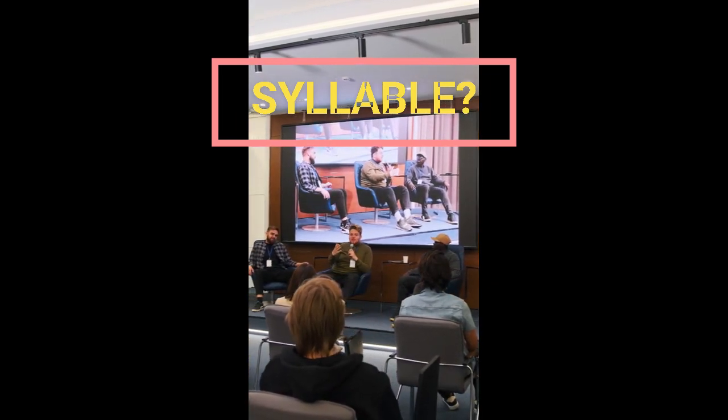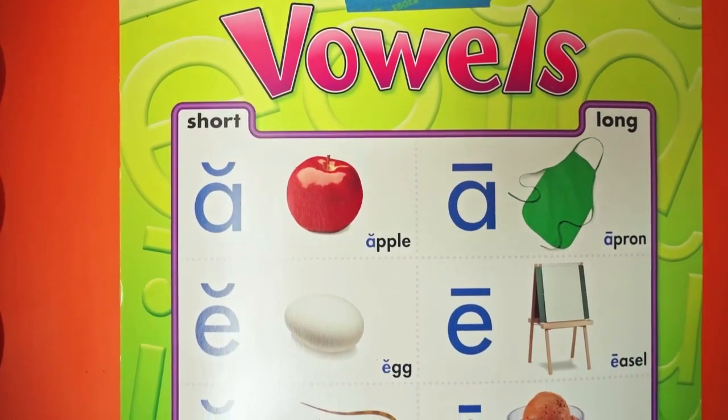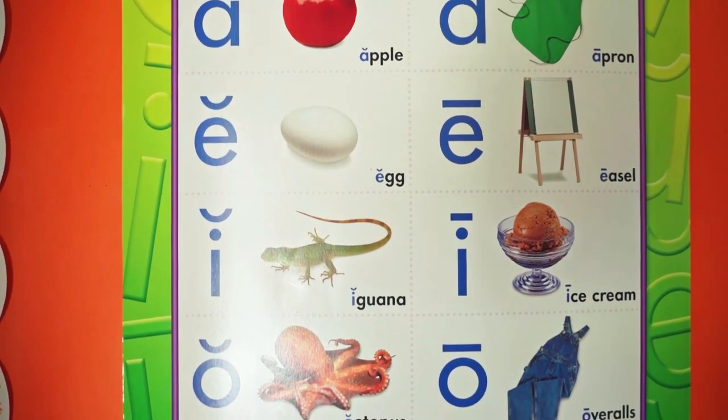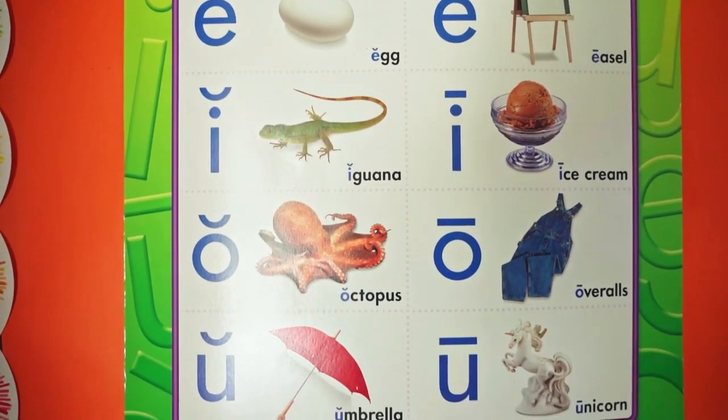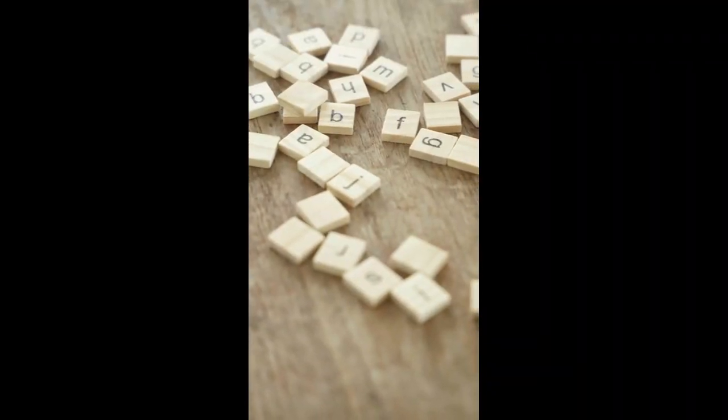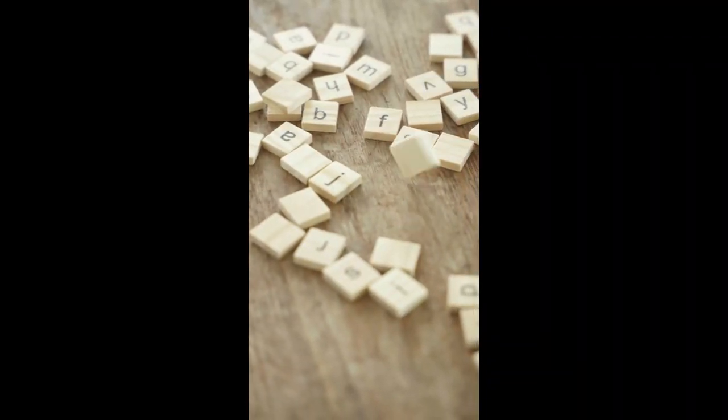What is a syllable? Well, a syllable is a unit of pronunciation, having one vowel sound, with or without surrounding consonants, forming the whole or a part of a word. For example, there are two syllables in water.